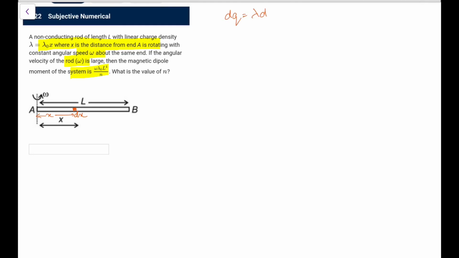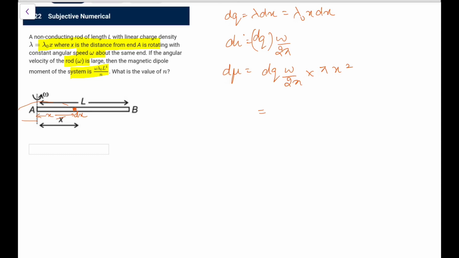This is dλ, which is λ₀ x dx, and because it is rotating, it will be circulating a current. So the current di would be dq into f, and f is ω by 2π. So the magnetic moment dμ would be niA. Here n is nothing but I into A, that is dq ω by 2π into area. Area becomes πx².